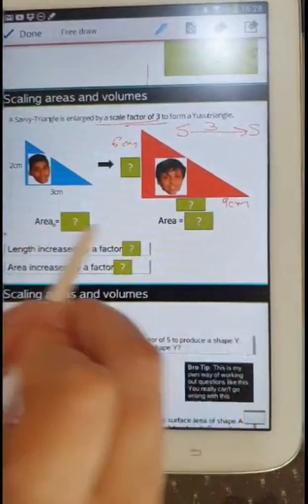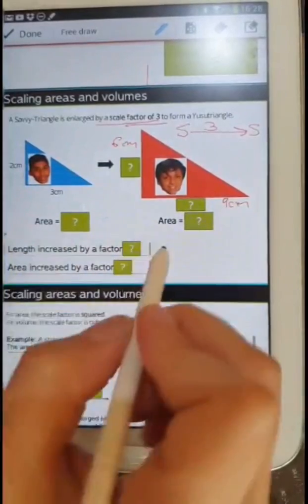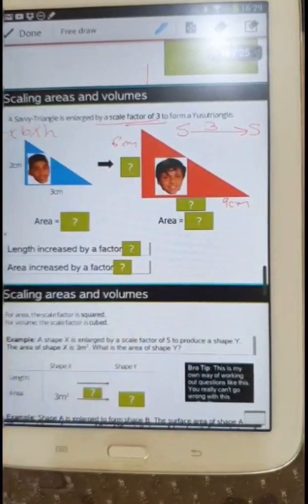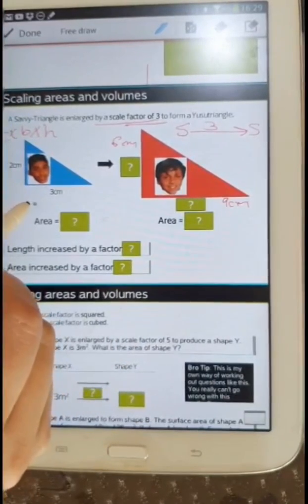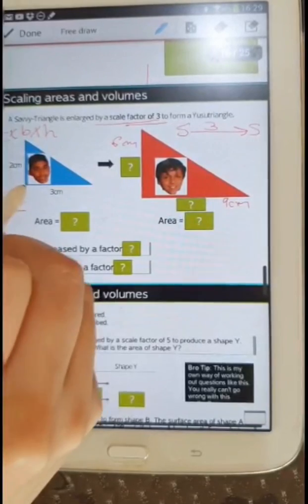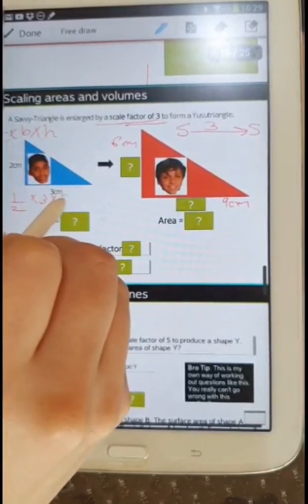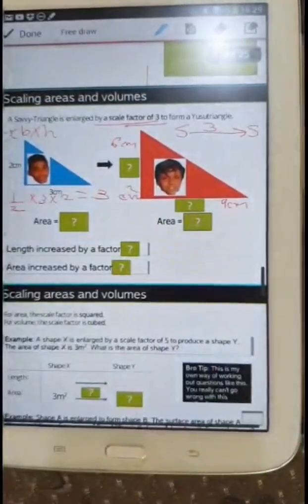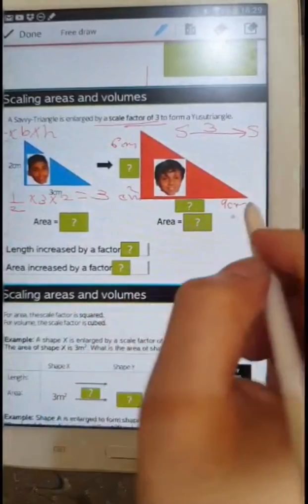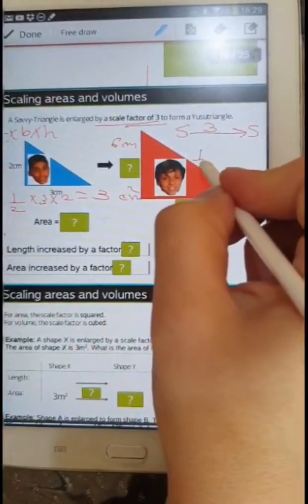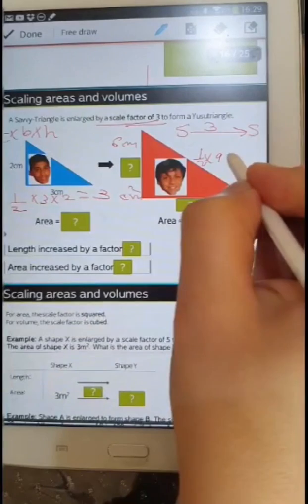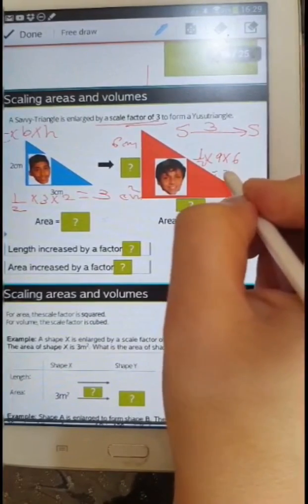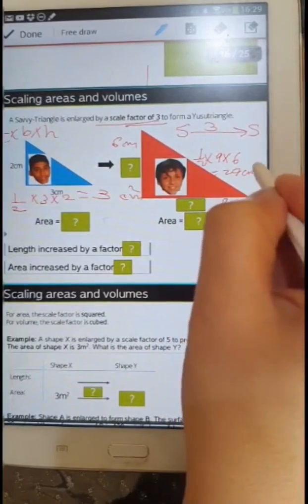Now, I need to compare the areas. We know that the area of the triangle is half times base times height. So if I want to find the first area, I'm going to say half times the base times the height, so I'm going to get 3 centimeters squared because it's an area. And in this case, the area is half times the base, which is 9 centimeters, times 6, which is the height. I'm going to get the answer equal to 27 centimeters squared.